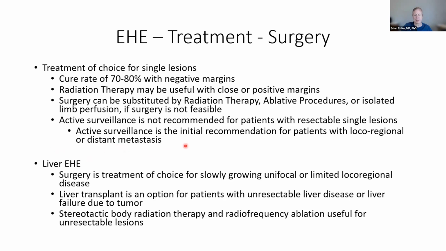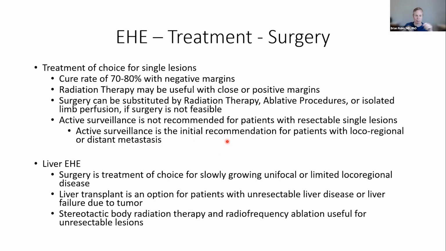Now, active surveillance is not recommended for patients with resectable single lesions. So if somebody has a single lesion again, we don't recommend active surveillance. That is the initial recommendation for patients with metastasis. So multiple lesions, we recommend watching and looking at them for a bit to understand whether they're growing or whether they're indolent and not growing. Single lesion that's resectable, you can just take it right out and be done with it.